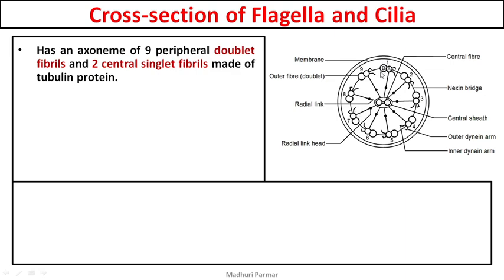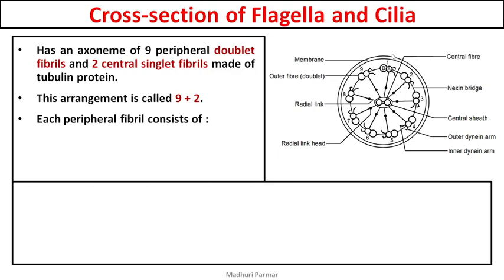One more thing. These doublets, you can see, are attached to one another. However, in the center, these two microtubules are separate from each other. They are not joined like the peripheral fibers. This arrangement is called 9 plus 2, because you have 9 doublet fibrils on the outside and 2 separate fibrils on the inside. So it is called the 9 plus 2 arrangement.